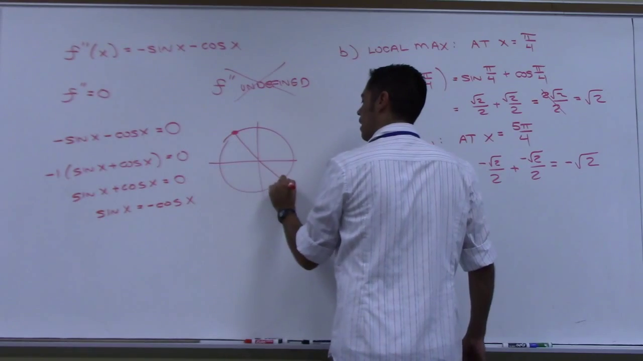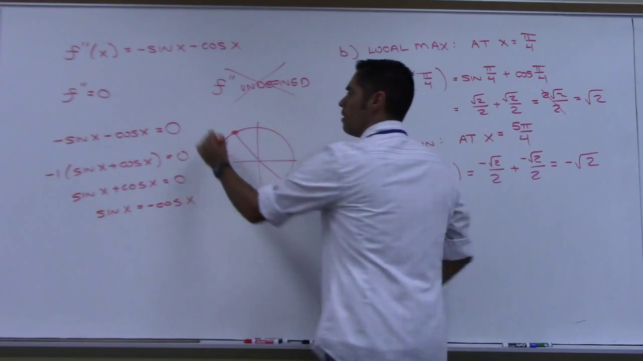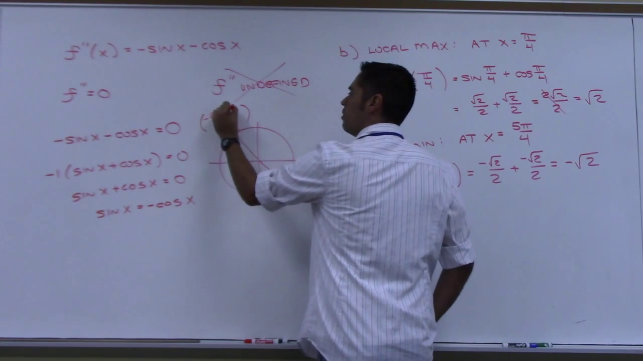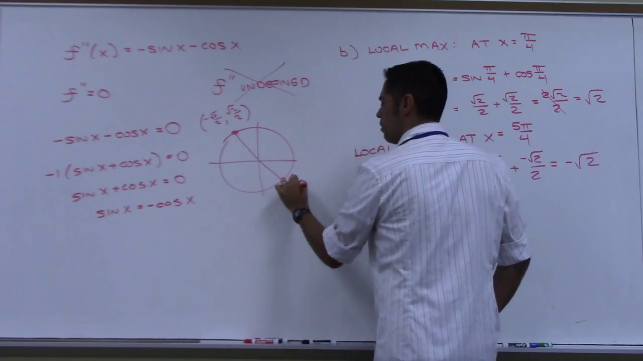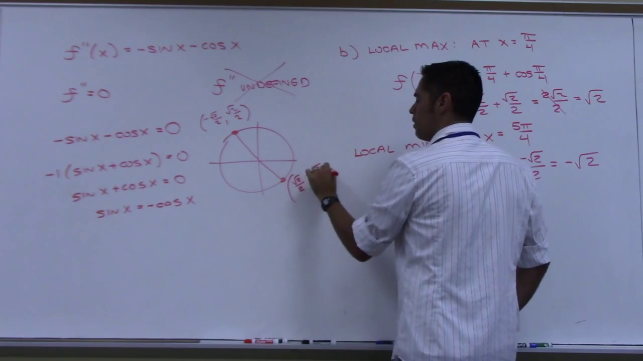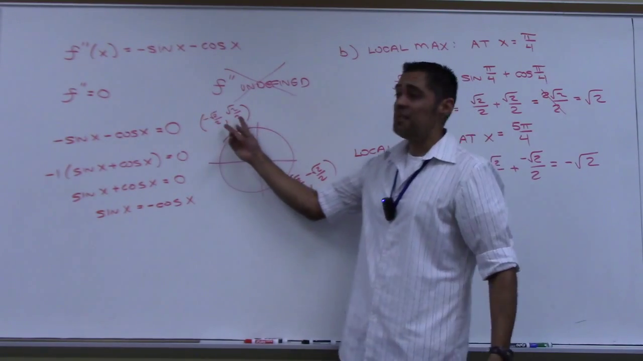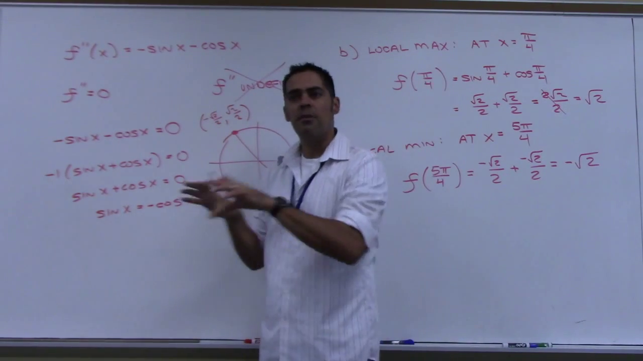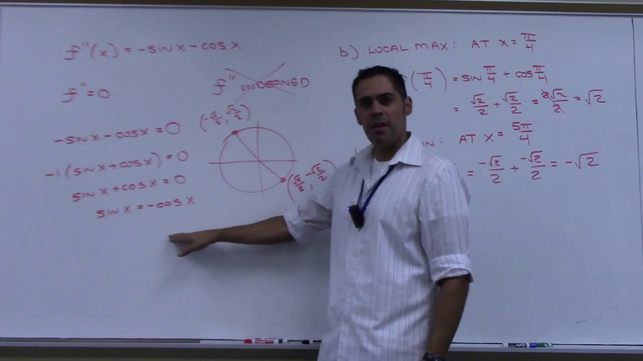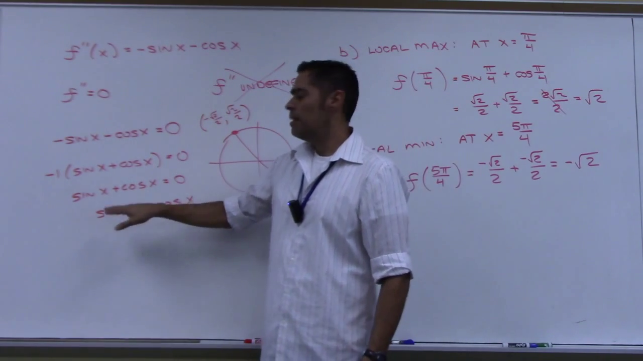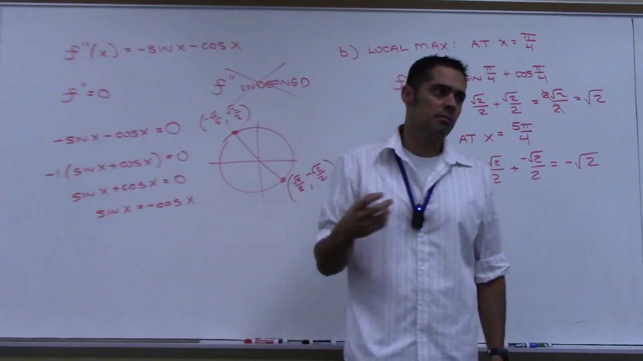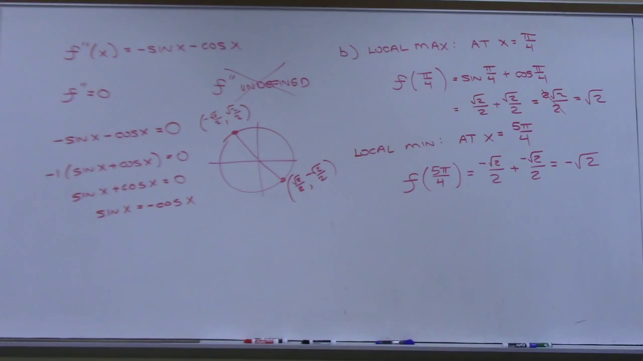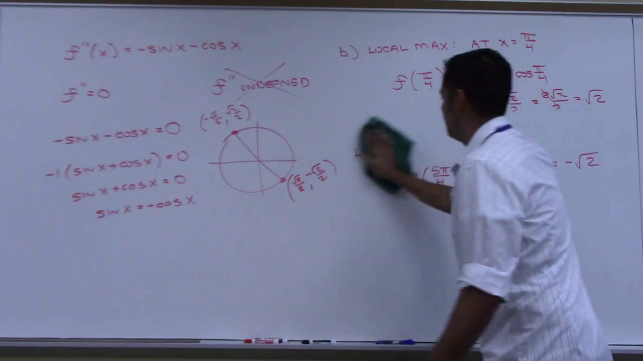Right here and here, right? The coordinates of this point are negative root 2 over 2, root 2 over 2. The coordinates here are root 2 over 2, negative root 2 over 2. And so they're almost the same, right? They're just off by a sign. That's what this is saying. They're the same, but they differ by a sign. You understand that? The sine and the cosine are identical, off by a sign. So 3 pi over 4 and 7 pi over 4.